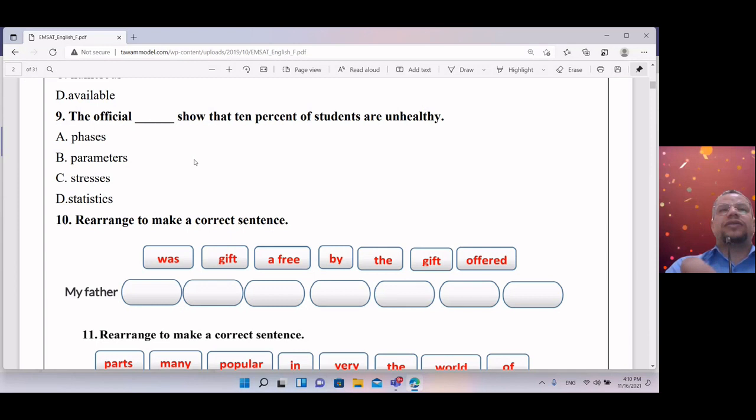9. The official show that 10%, a number here, 10% of students are unhealthy. So the official what? Official is an adjective, so I need a noun here. All of them are nouns, so what can I choose? Okay, there are some other keywords. Yes, 10%. 10% is a number, and mathematics and statistics. So I have to choose here a word with the meaning of mathematics. It's statistics. Yes, the answer is D. Perfect. The official statistics show that 10% of students are unhealthy.